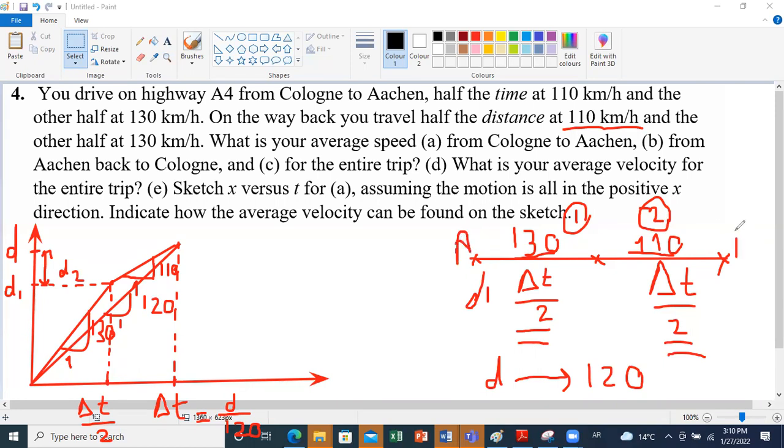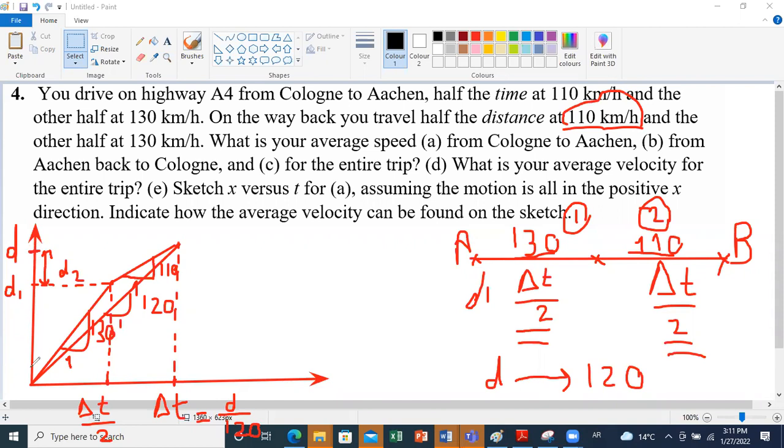Now in the backward situation, when I move from B to A, I want to represent also how my graph is varying. When I'm going back now, for half of the distance, I'm moving at a velocity of 110 first, and then 130. So how can I do this? Already on my graph, I have the total distance.